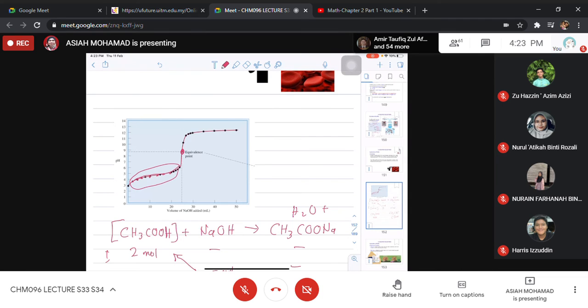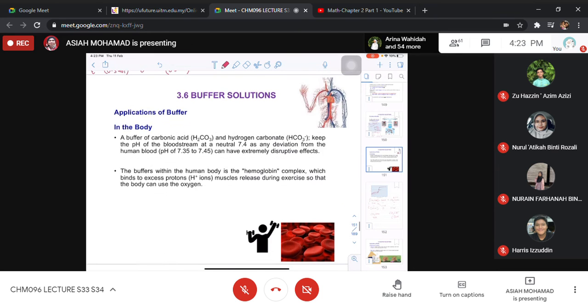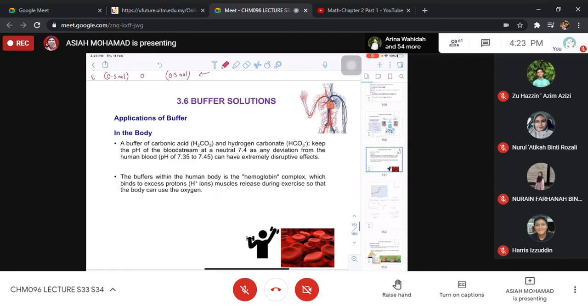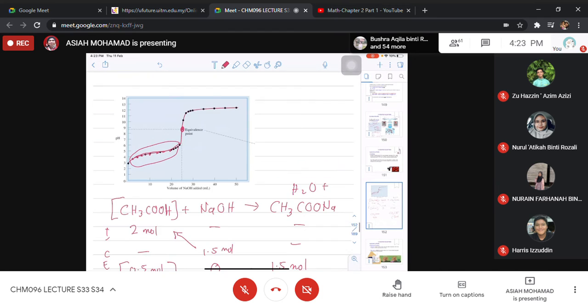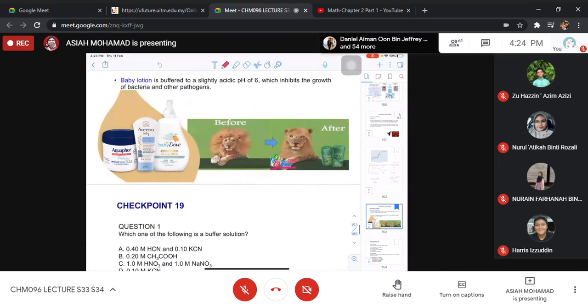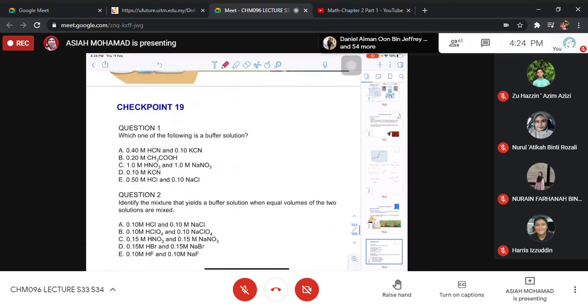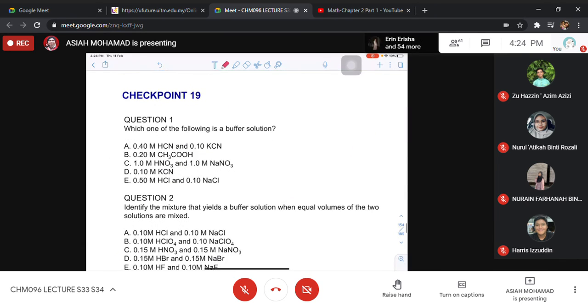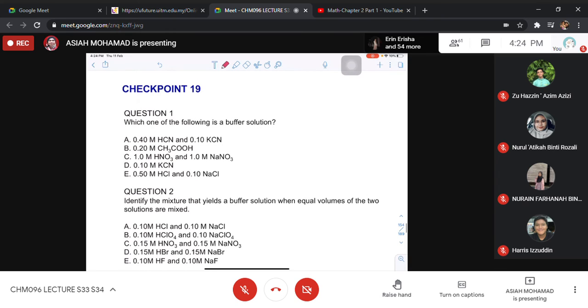That's all I want to highlight. It depends on what type of acid and base are used in your reaction. So this is the application of buffer, and there is nothing else much to highlight. What Dr. Saliza said in the pre-recorded video is already detailed and good. Okay, let's try to answer this checkpoint 19.